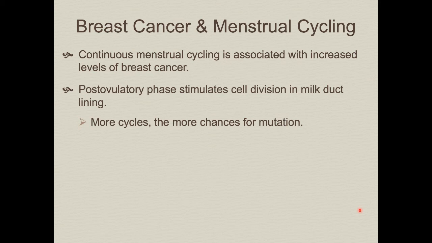Continuous menstrual cycling is associated with increased levels of breast cancer. This is because during the post-ovulatory phase, there's stimulation of cell division in milk ducts. So the more cycles you have, the more cell division you have, and that's when you are more likely to get mutations and more likely to have some of these mutations be the cause of cancerous tissue.